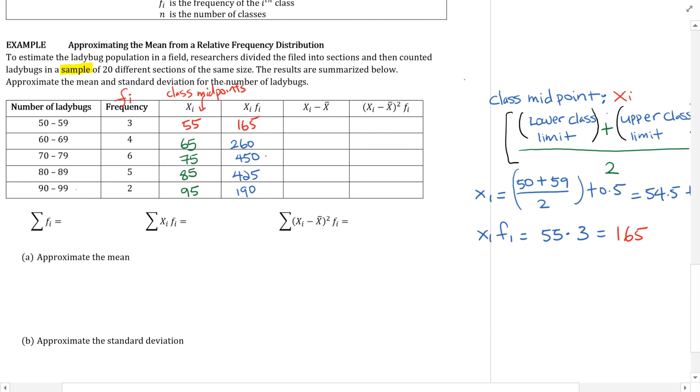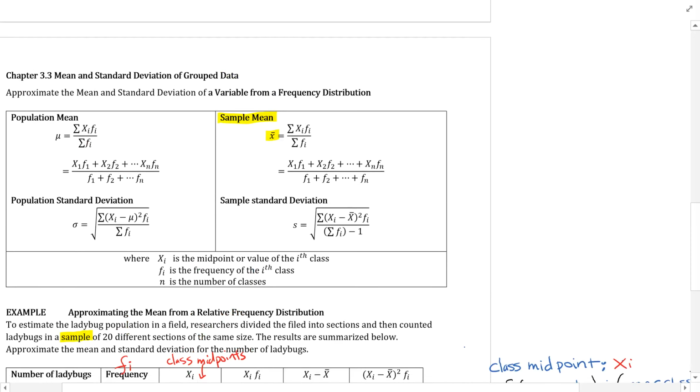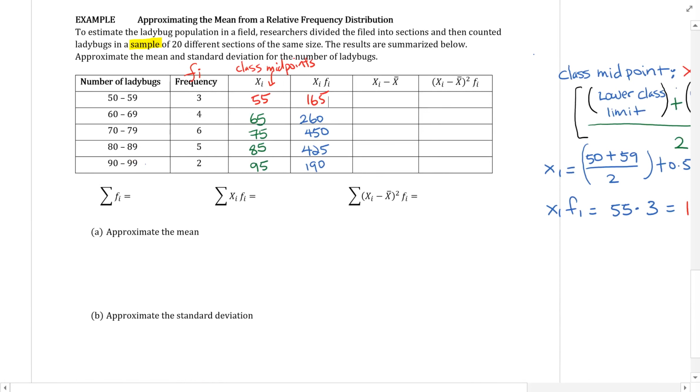Now, once I've done that, I can calculate my mean. Remember, for the mean I need the summation of fi in my denominator. So I'll sum the column for the frequency: 3 plus 4 plus 6 plus 5 plus 2. When you add it up, I get 20. So that's the total of 20.